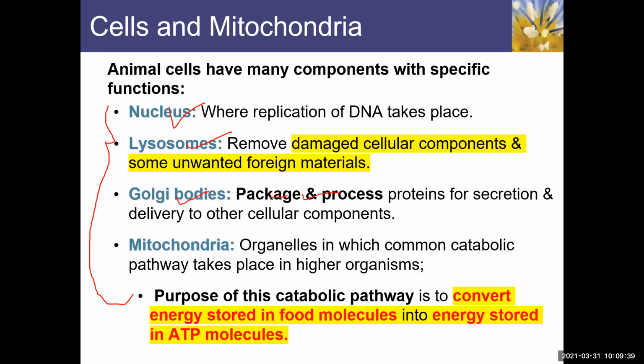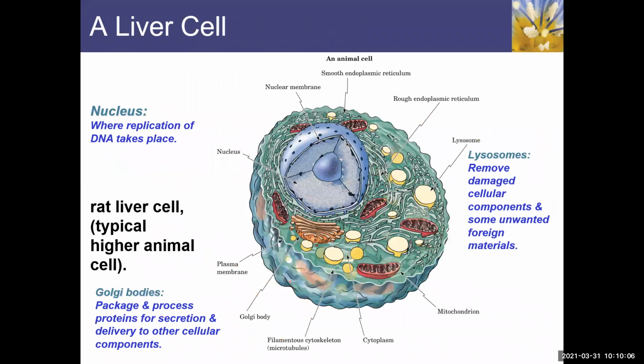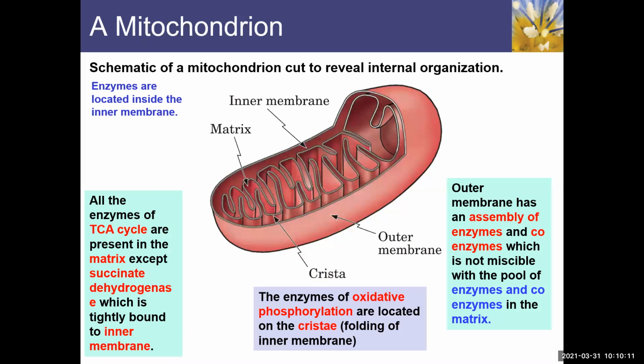And then we have the mitochondria, right? Mitochondria is a very important organelle, which is where this catabolic pathway will take place. As I told you, the purpose of the catabolic pathway is that we are going to generate energy, ATP, from the food molecules, which I already explained to you. Then you all already know about the functions of the cell, right? This is the same thing I explained to you.